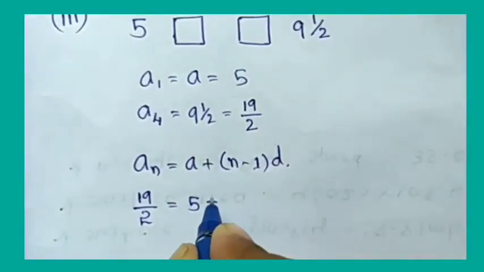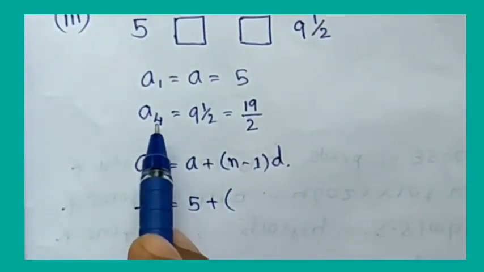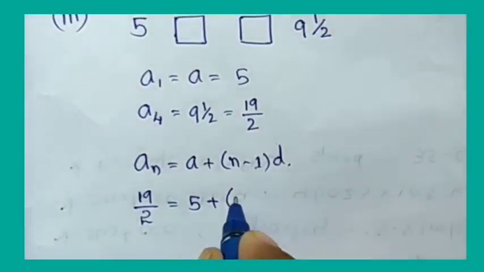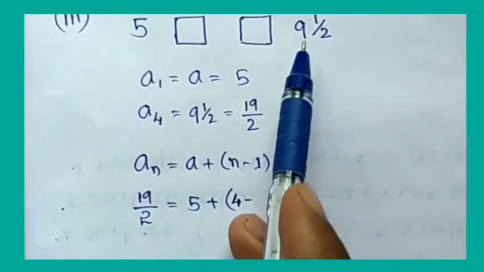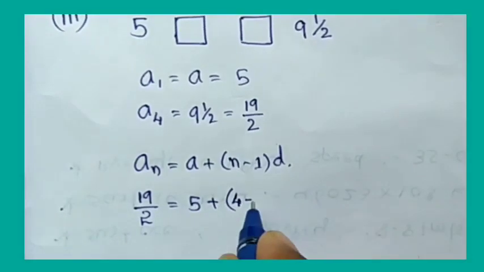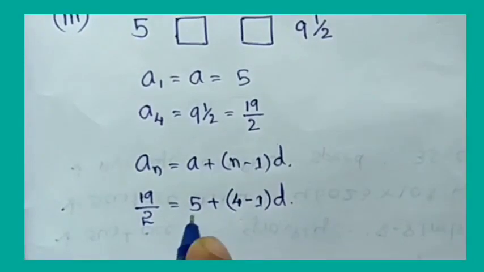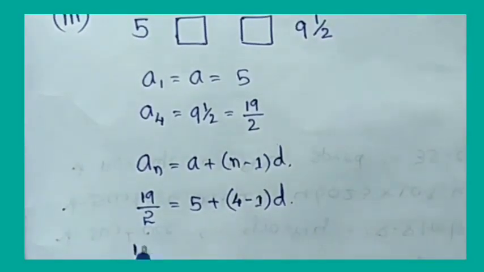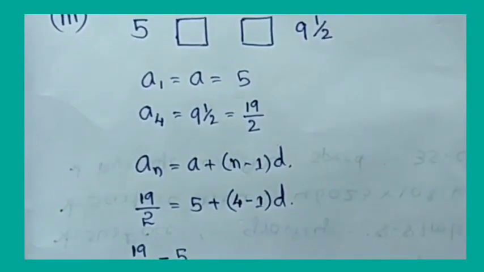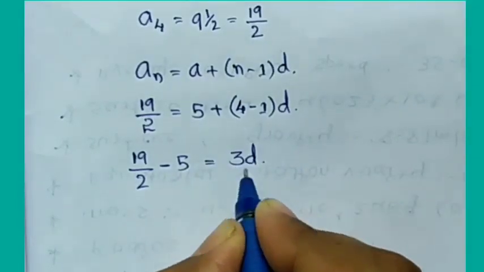A we know, that is 5, plus n. We don't know n. What is n? In place of A4 we are taking, n will be 4. We should take the fourth term because we are taking the fourth term. So n becomes 4, 4 minus 1 into D. Now the 5: if I take the 5 to this side, already here it is plus, so on this side it becomes minus. So equal to 4 minus 1, it will be 3 into D.